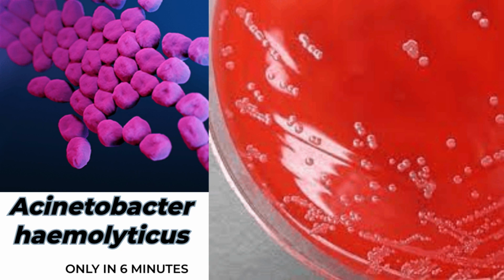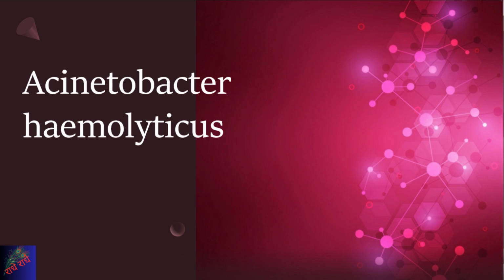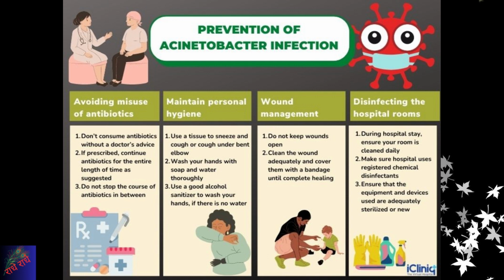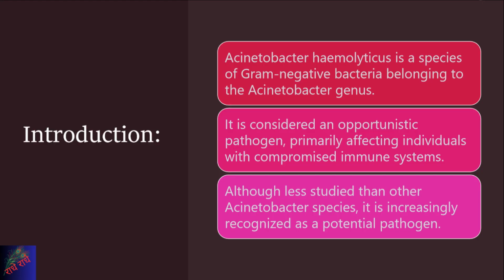Today I will be talking about Acinetobacter hemolyticus, an opportunistic pathogen that can be found in various clinical settings. I will explain the potential implications of this organism in clinical practice and discuss the best possible strategies for prevention and control. Acinetobacter hemolyticus is a species of gram-negative bacteria.